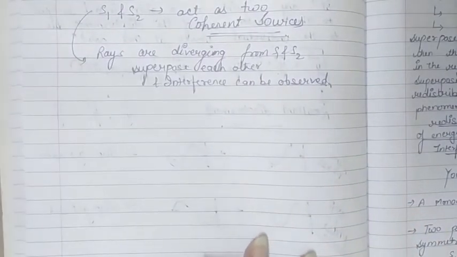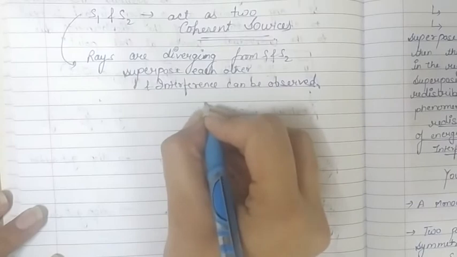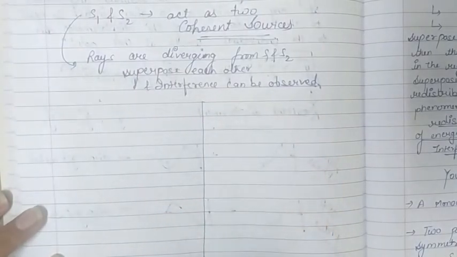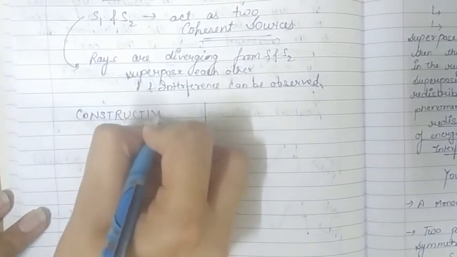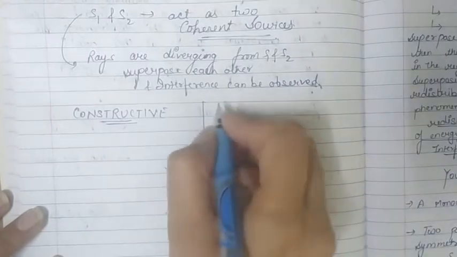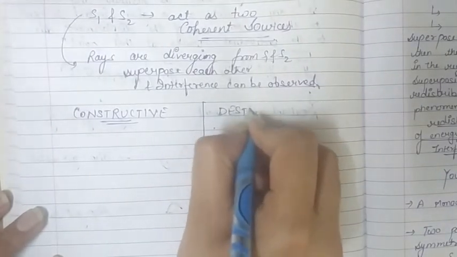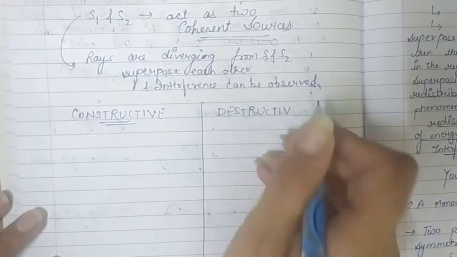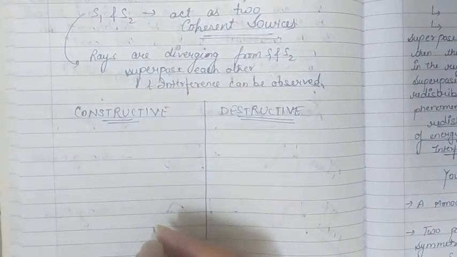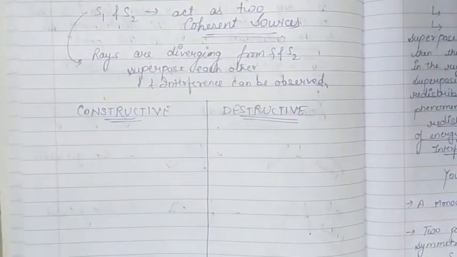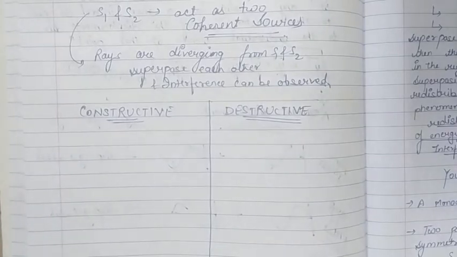Now there are certain conditions for when we get maximum brightness and when we get minimum brightness, and these are called the condition for constructive interference and the condition for destructive interference. So I'm dividing it into two sections. This is for constructive. Constructive interference means we are getting a bright fringe or maximum intensity. Destructive interference means we are getting a dark fringe or minimum intensity of light or energy at that point. So we are finding the condition for when we will get constructive and when we will get destructive interference.